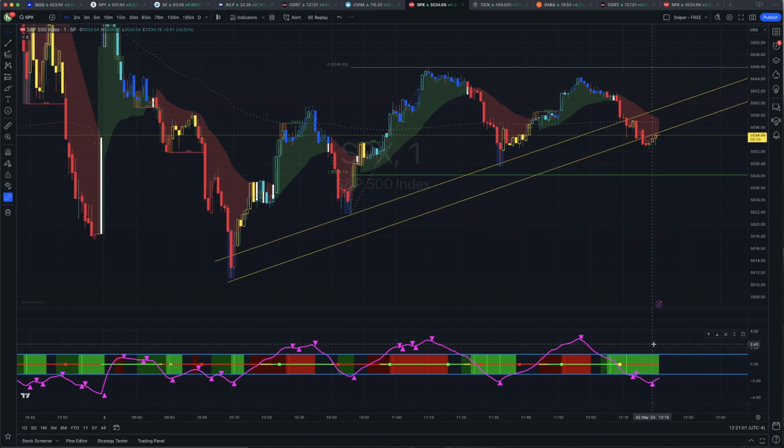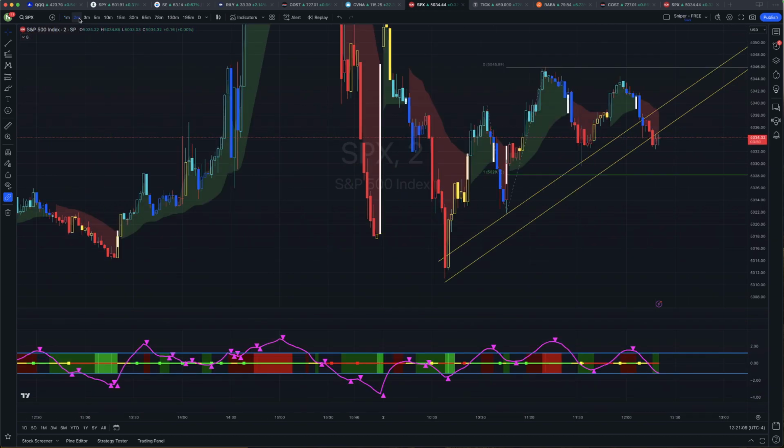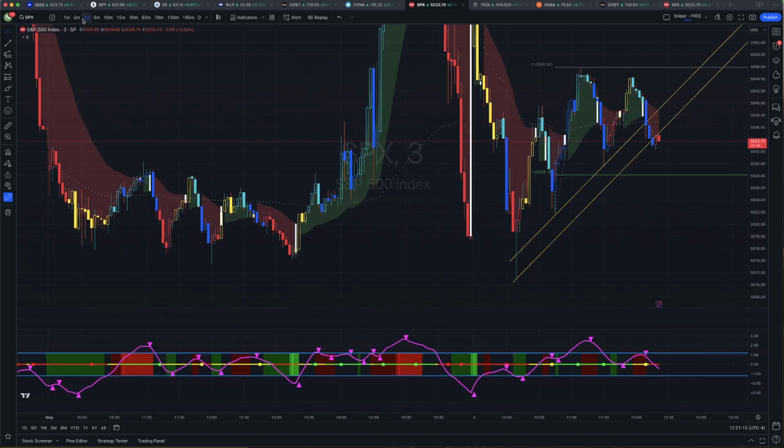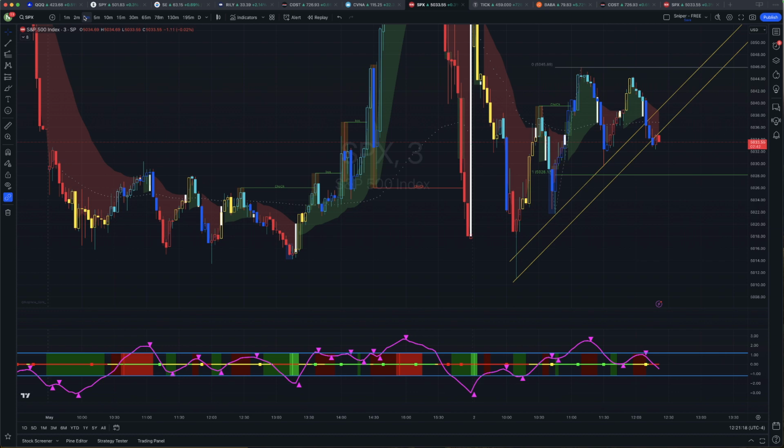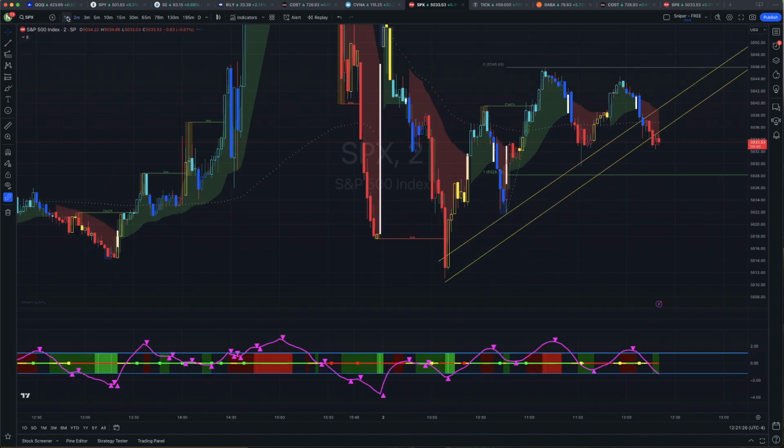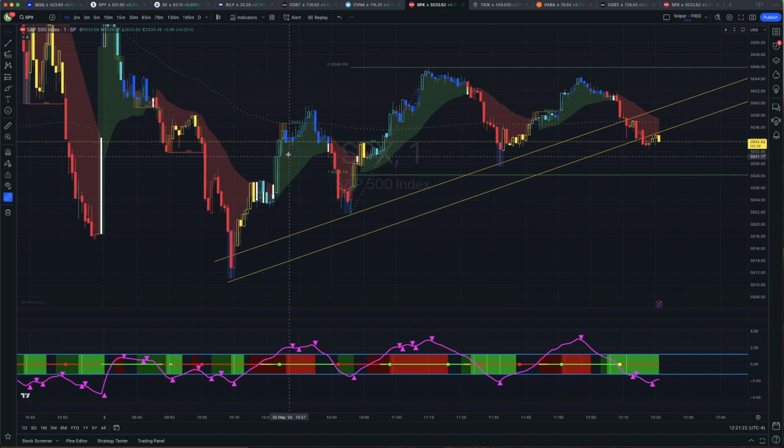Right? This is just an example. I don't love the setup right now. You know, this is only on a 1-minute chart, right? We don't have a 2-minute setting up. We don't have a 3-minute setting up. And on a 3-minute, we've got a red candle forming. So I'm just showing you how I enter and exit trades. All right.